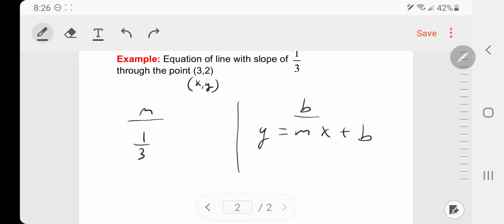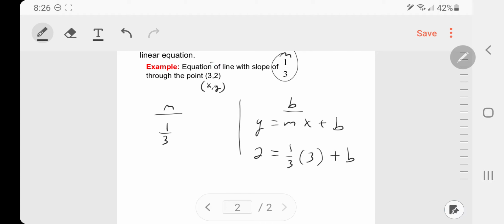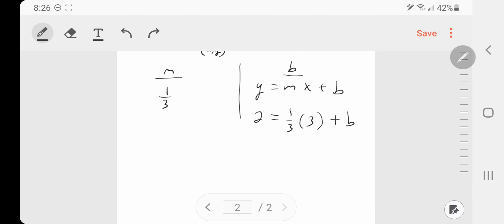So our y we have a value for, it's 2. My m we know is 1/3. The x, again, coming from right up here, is 3. And the only thing I don't know is my y-intercept, b. So again, I took all this info and filled it into that equation. And now we're just going to solve this.